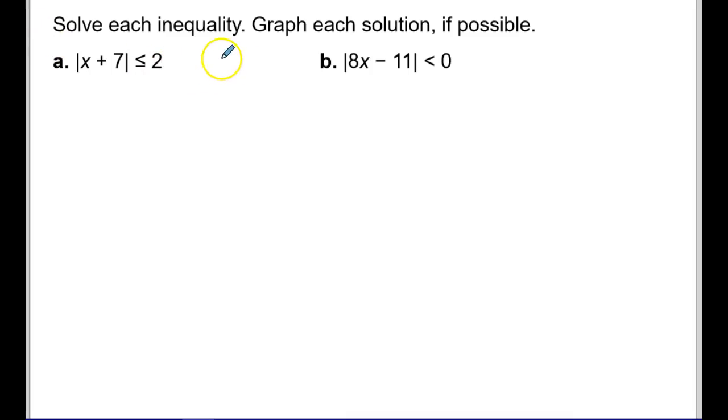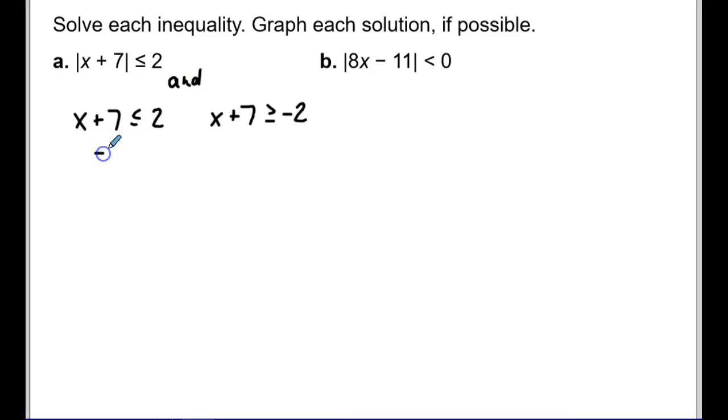We're asked to solve each inequality and then graph it if possible. Here I have the absolute value of x plus 7 is less than or equal to 2. So I'm going to write my first equation: x plus 7 is less than or equal to 2. But then I'm going to write my second equation. X plus 7 stays the same, and I switch the sign on both of these. The other thing I notice is this is a less than. My absolute value is less than, so this is going to be an and statement.